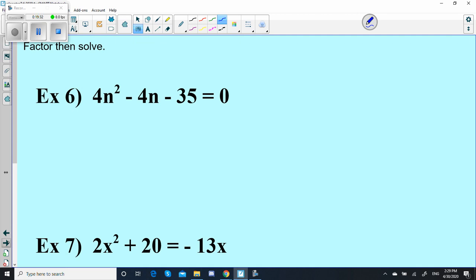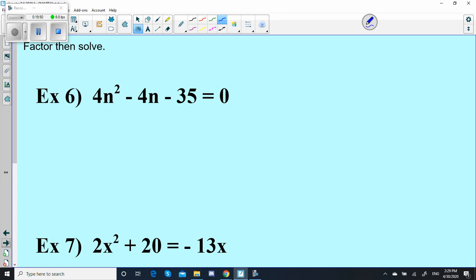All right. Notice the directions here changed. You don't just say factor anymore. Notice that these have an equal sign and a number on the right. Remember, in order to solve, the number on the right must be 0. We're going to factor the exact same way, and then we're going to take our 2 parentheses and set them equal to 0 and solve.